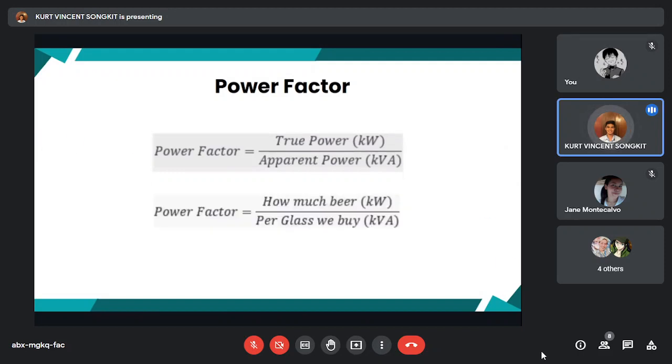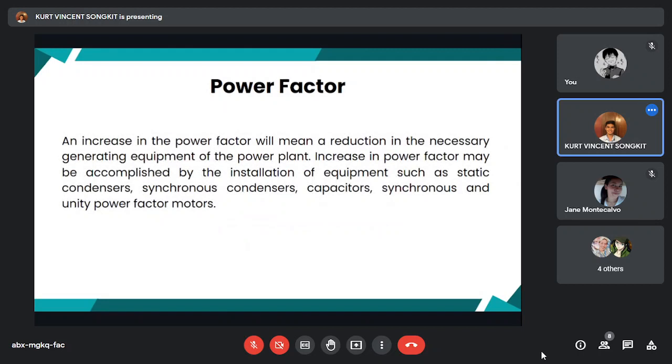So it tells us how much value for money we are getting for the power we consume. An increase in the power factor will mean a reduction in the necessary generating equipment of the power plant. An increase in power factor may be accomplished by the installation of equipment such as static condensers, synchronous condensers, capacitors, and unity power factor motors.